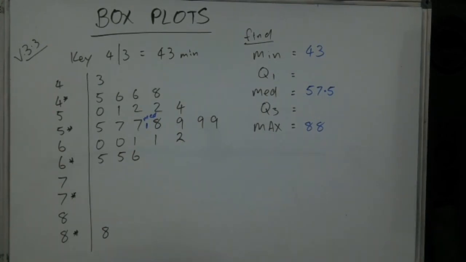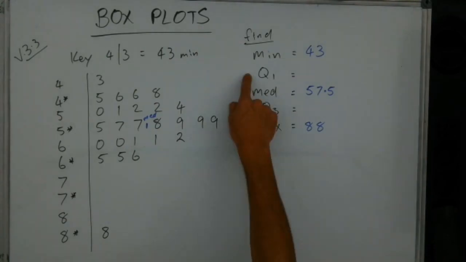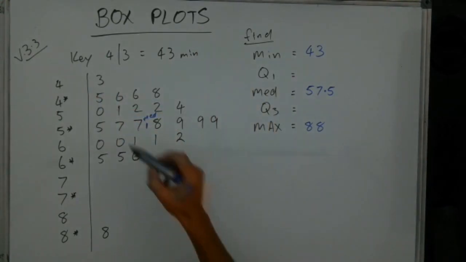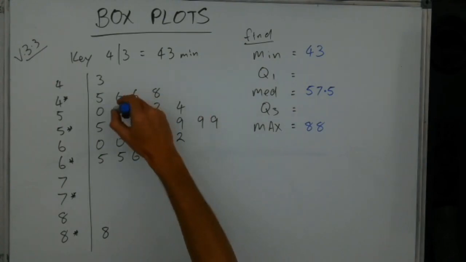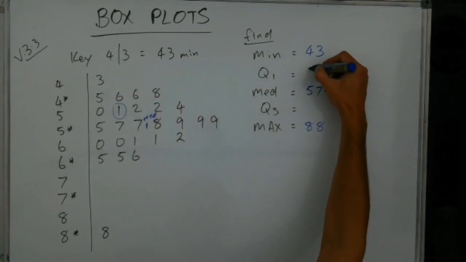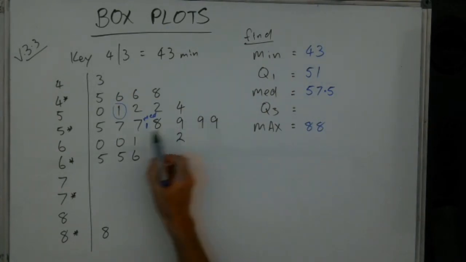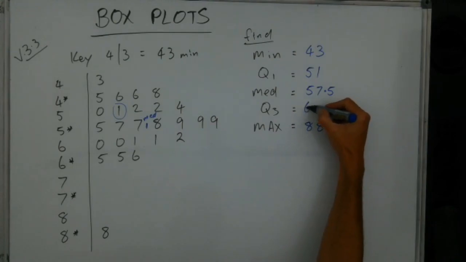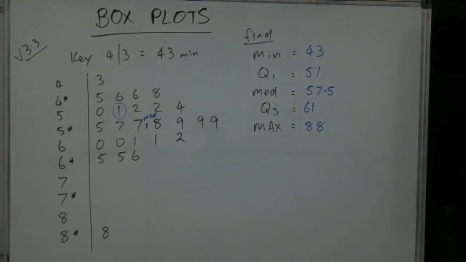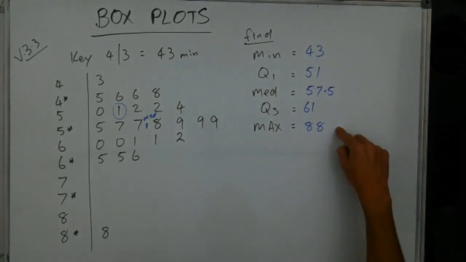So the lower quartile, we now have 13 bits of data in the lower half, 13 in the upper half. 13 plus 1 is 14, divided by 2 is 7. So our lower quartile is going to be the 7th bit of data. 1, 2, 3, 4, 5, 6, 7. So that's 51. And 7 from here, 1, 2, 3, 4, 5, 6, 7, 61. So there we go, we found the 5 numbers that we need to do our box plot.